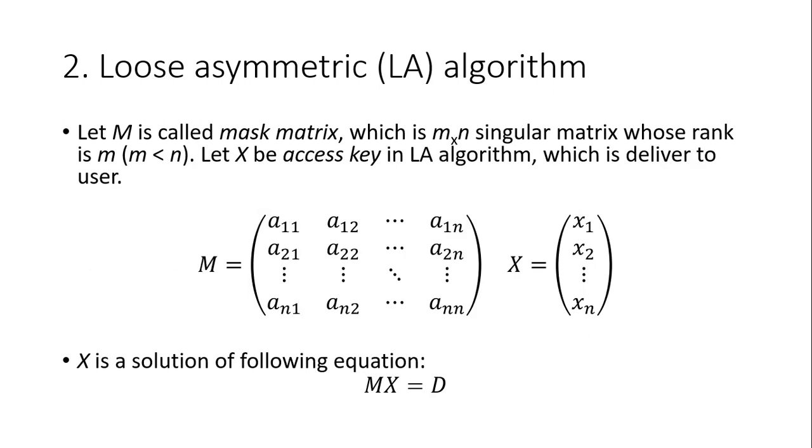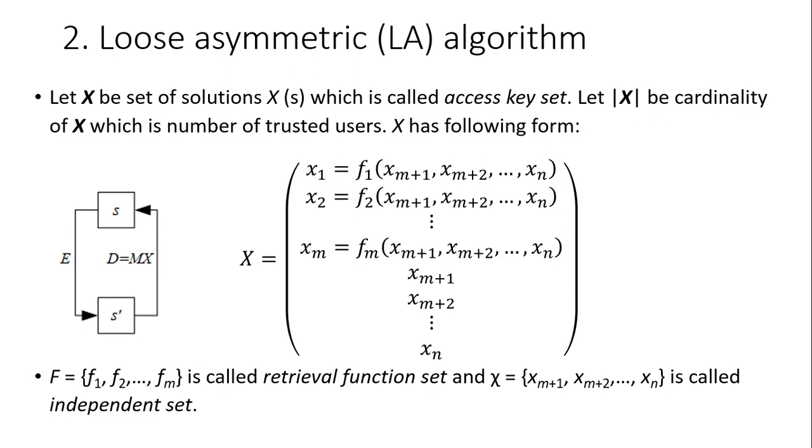Let M be a mass matrix, which is a singular matrix whose rank m is smaller than n. Let S be a set key in the LA algorithm which is delivered to users. Here, mass matrix M and S, where S is a solution of the following equation: MS equals D. Let S upper bound be the set of solutions S, which is called a set K set.